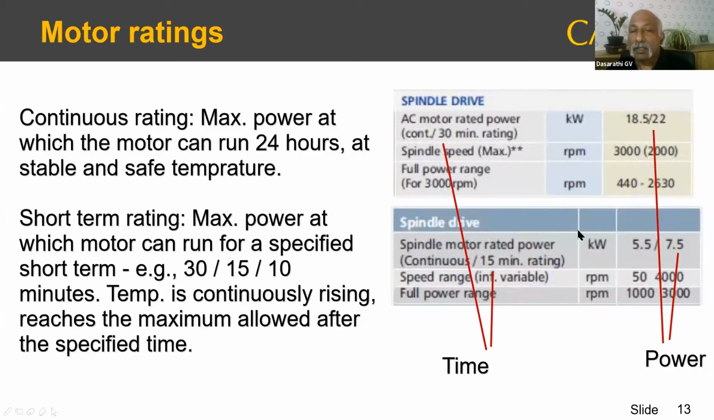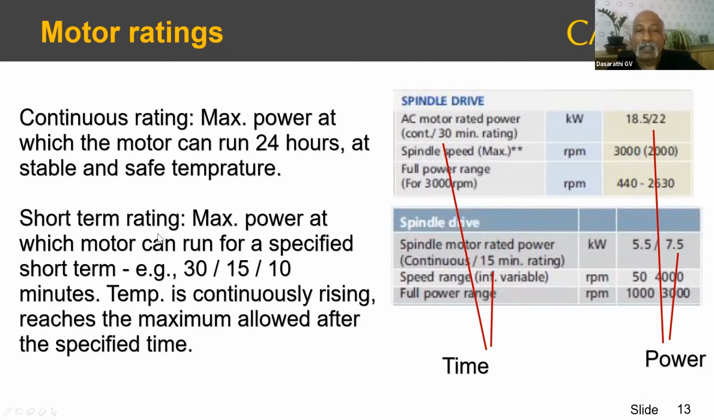This is a big motor. This is a small motor. So this is the big motor on a big machine, maybe a 250, 300 mm chuck size. This is a small machine, probably 150 mm chuck size. Here you'll find that there's a continuous rating, and then there's a 15-minute rating, because your cycle times on a small machine will be short. So even the short-term rating is given as a 15-minute or a 10-minute rating. And again, here you can see full power range is available between 1000 and 3000 RPM.